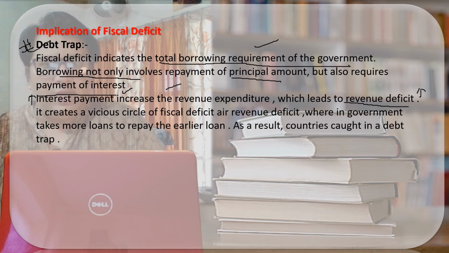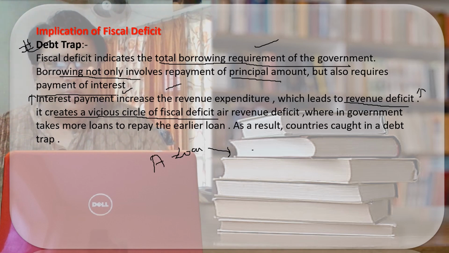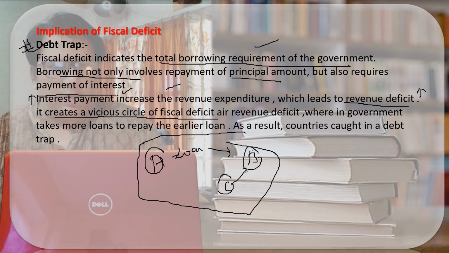And it creates what? It creates the vicious circle of fiscal deficit. And because of which, what will happen? We will be caught in the vicious circle of fiscal deficit. When I said caught in the vicious circle of fiscal deficit, what does it mean? It means that the government has to borrow money from A to pay the loan to B, and then borrow money from C to pay the loan to B, and so on. That is called debt trap. It means that it creates the vicious circle of fiscal deficit.